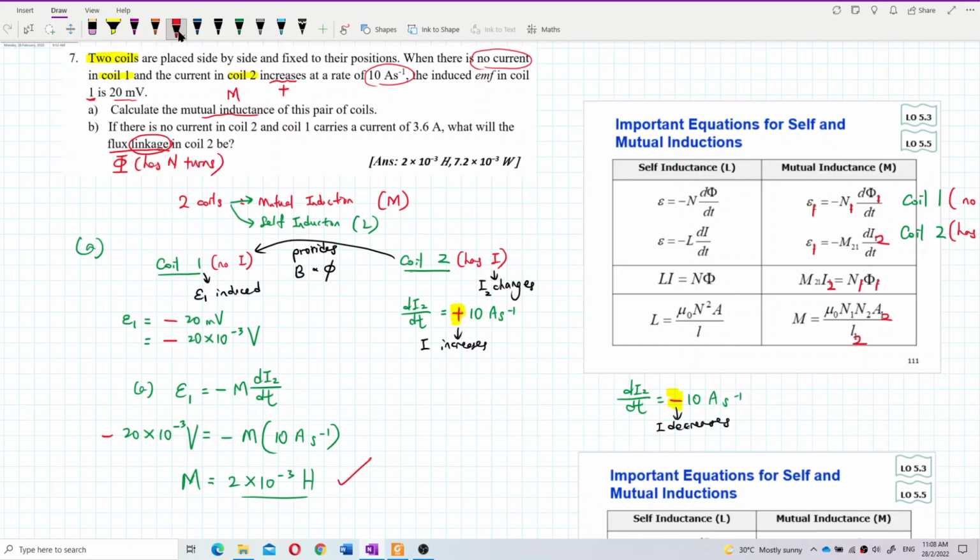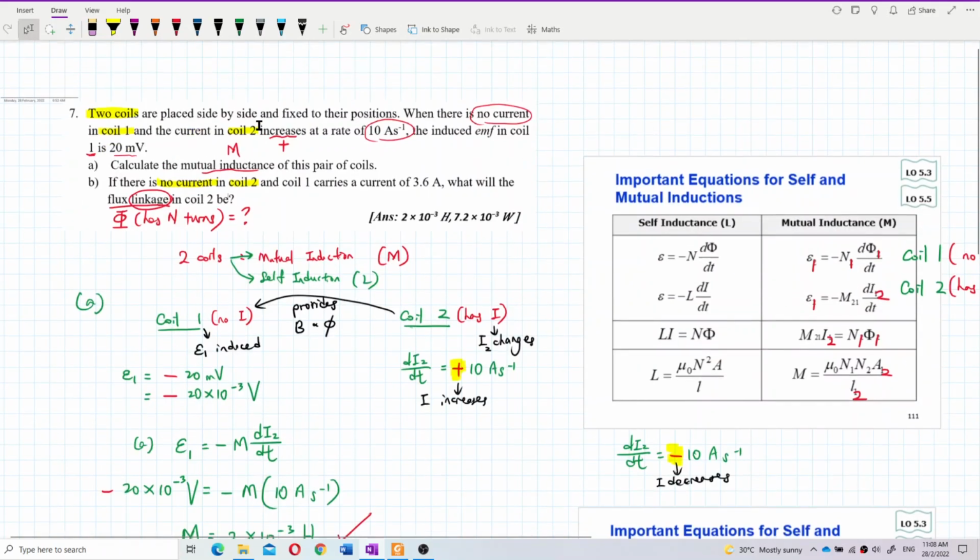Okay, for all the turns, it's flux linkage. You want to find flux linkage. It has N turns, the capital Phi. Now he says there's no current already, no current in coil 2. So now there is no current.